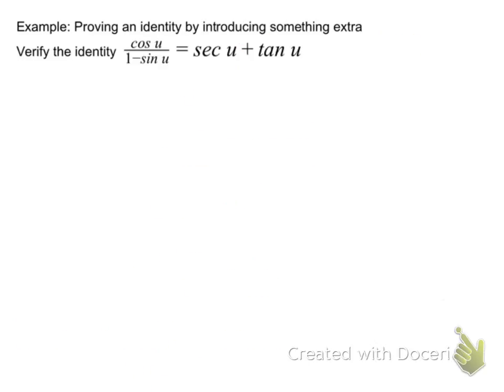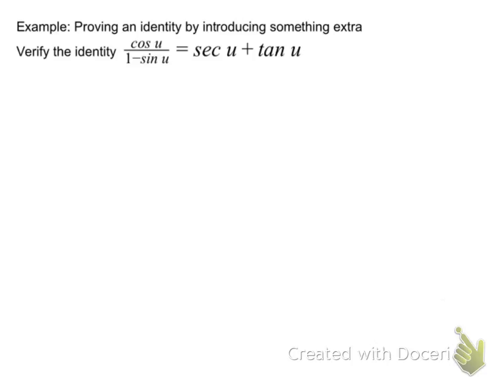Next one, it says prove it by introducing something extra. Now again, you can't do something to both sides. So it's not like I can add 2 to both sides or multiply both sides by 2. That will actually change the problem in a way. They're still equal to each other, but it might be a little bit more difficult to prove the identities. So again, we're only working with one side.